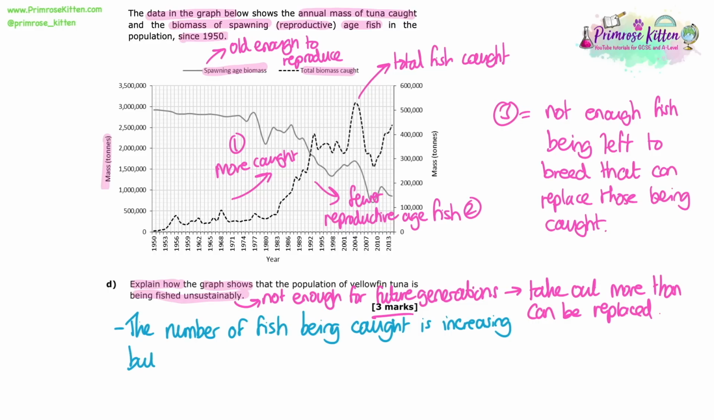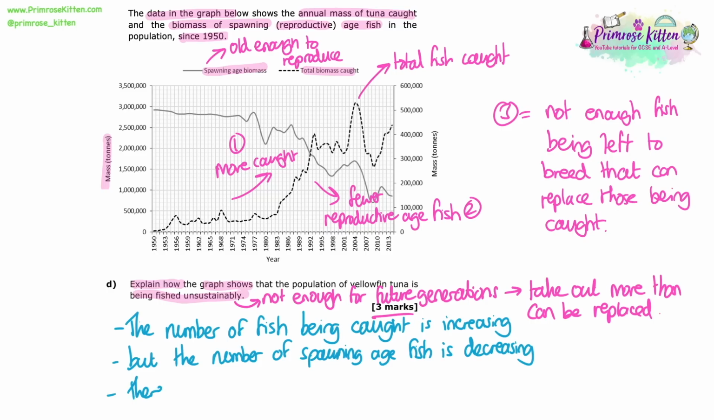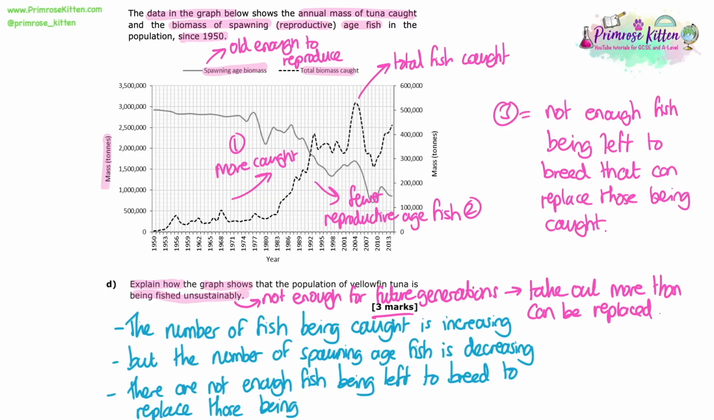So the number of fish being caught each year is increasing, but the number of spawning age fish is decreasing each year. There are not enough fish being left to breed to replace those that are being caught. You've got some more slightly alternative wording in the mark scheme, but that's the idea of having your two bits of description of the data in the graph, the patterns, and then a link to explain how you understand that that means it's unsustainable.